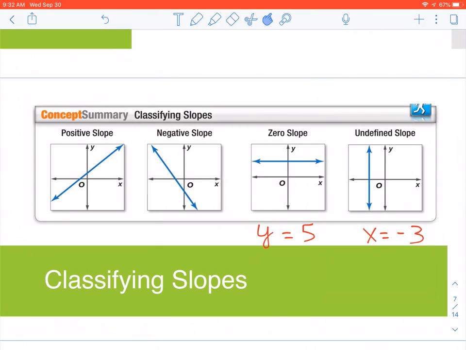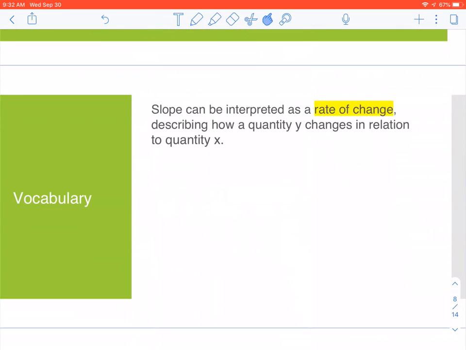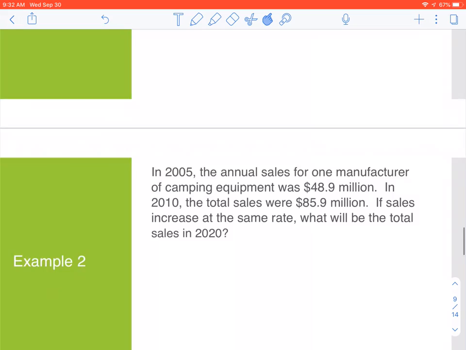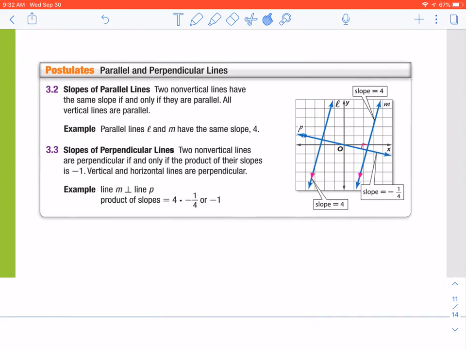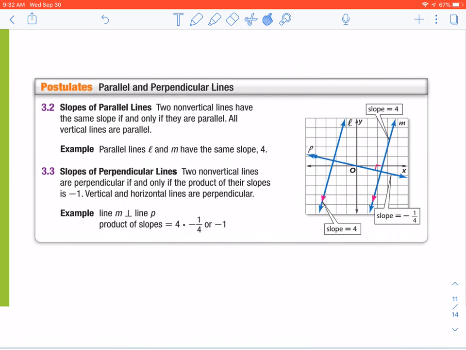Okay, so slope is a rate of change. We're not going to do the word problem there. We'll just move on to here. Okay, this is important. Slope of a parallel line.